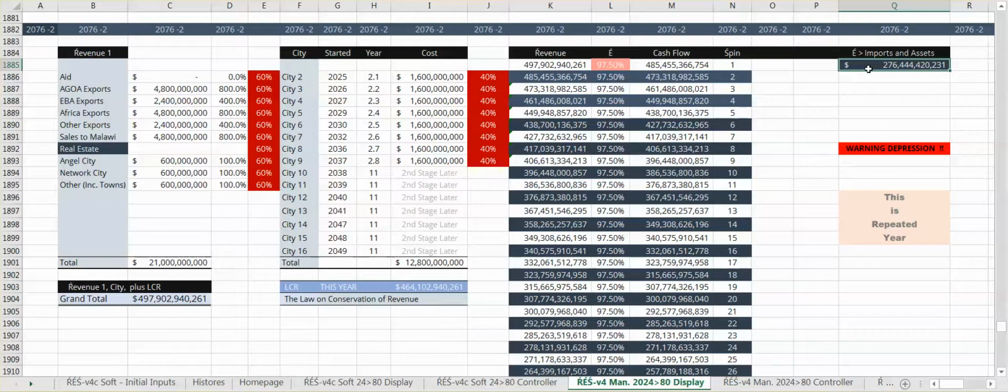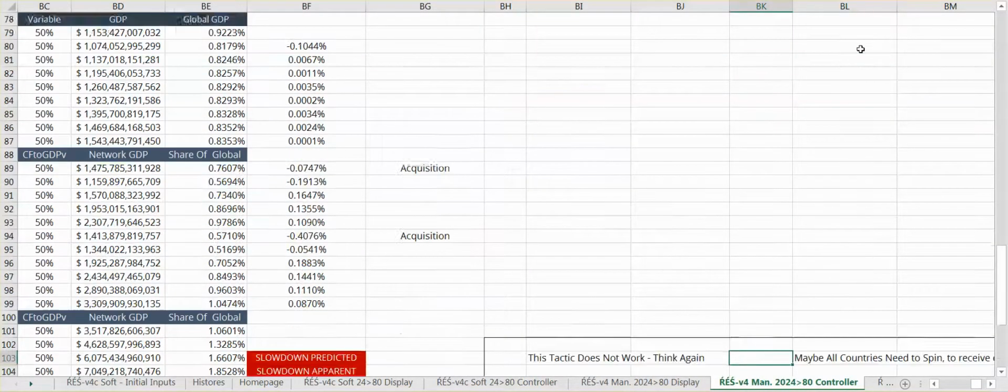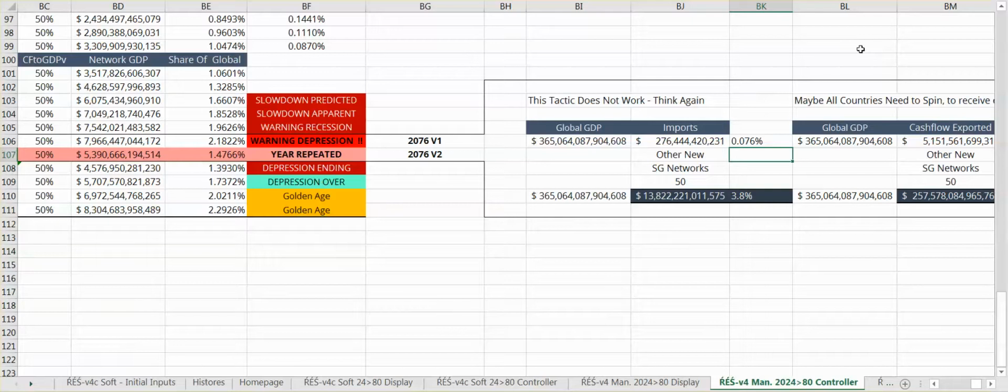See Spreadsheet tab, Controller BK110. Let's find that. BK. Here it is. That's all that cash flow dumped from 50 different countries only made a 3.8% difference to the economy. Pitiful. Pitiful. Okay.